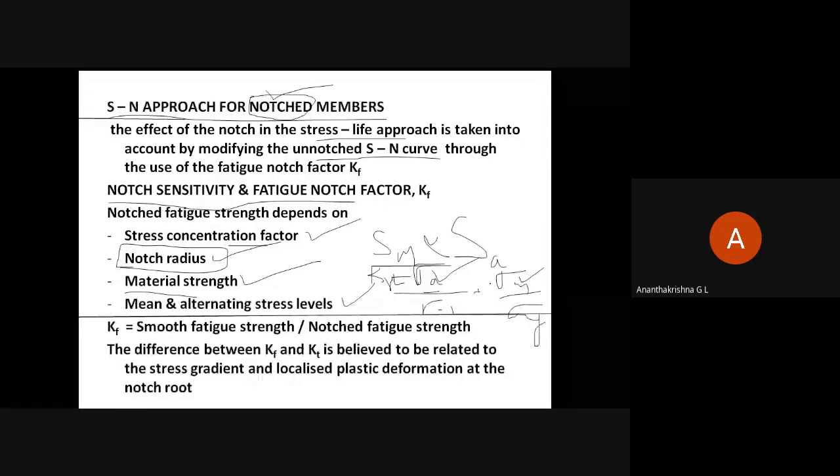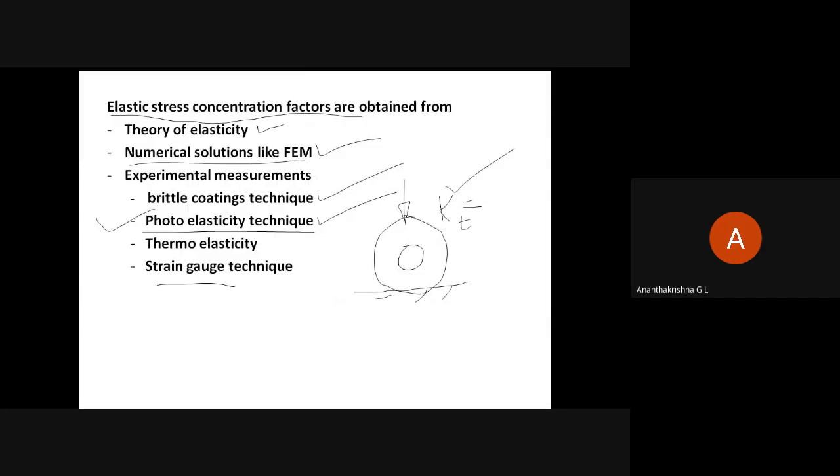Sigma A and sigma M are the mean and alternating stress levels. Material strength is sigma Y, and the notch size is the fourth parameter. So these four parameters will give our notch fatigue strength; it depends upon these four parameters. Is it okay? Note down this first.